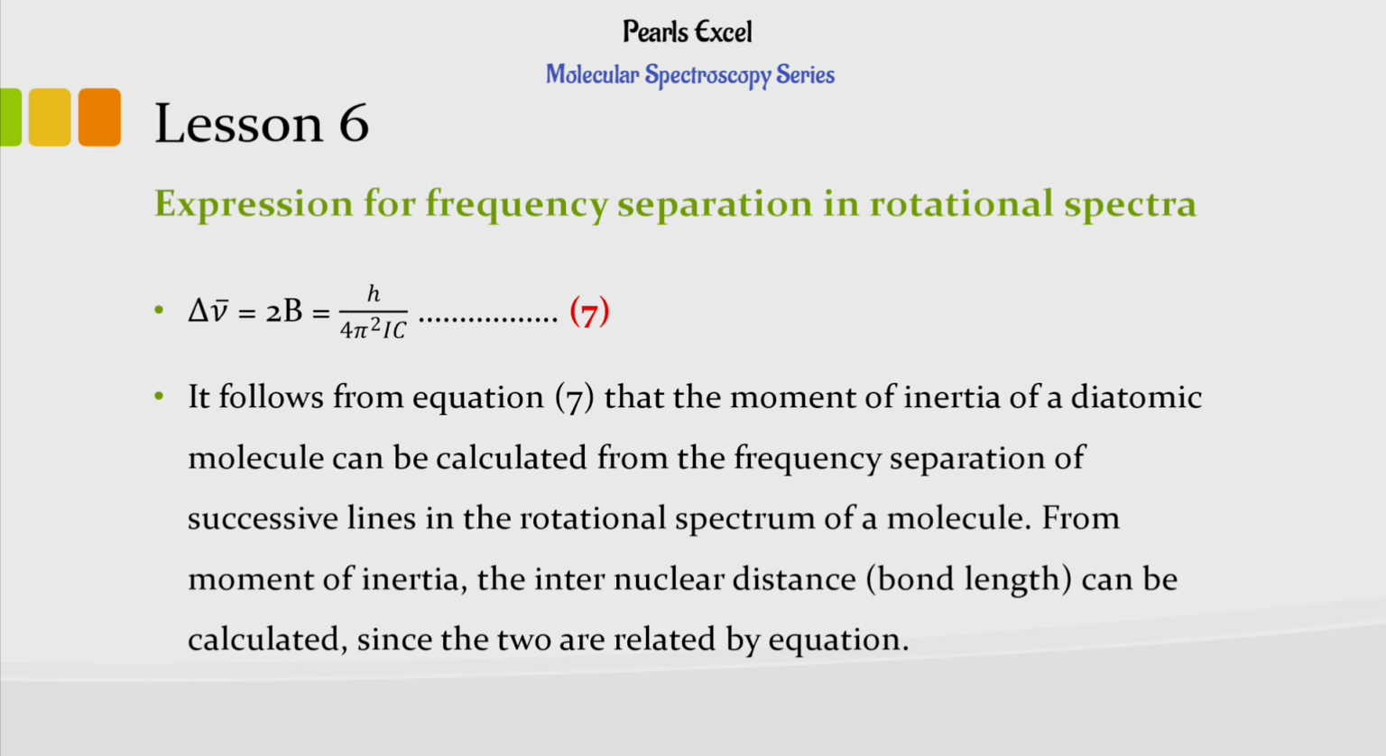It follows from equation 7 that the moment of inertia of a diatomic molecule can be calculated from the frequency separation of successive lines in the rotational spectrum of a molecule. From the moment of inertia, the internuclear distance, nothing but the bond length, can be calculated, since the two are related by an equation. Here we completed the whole derivation part.